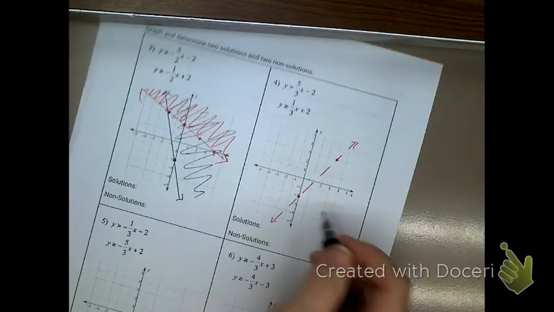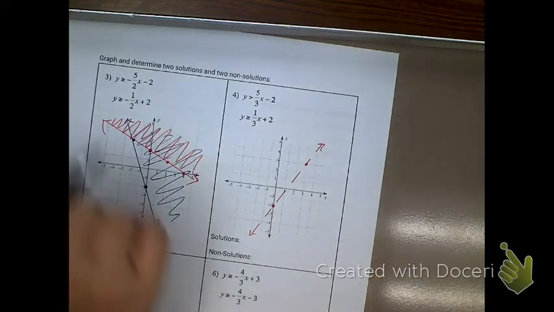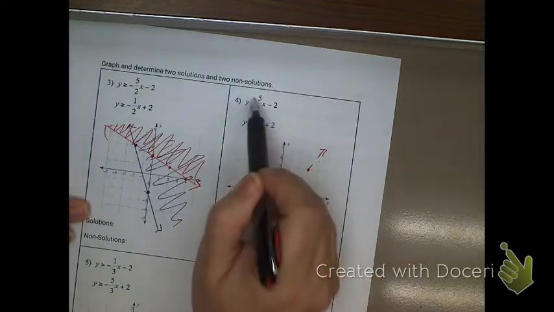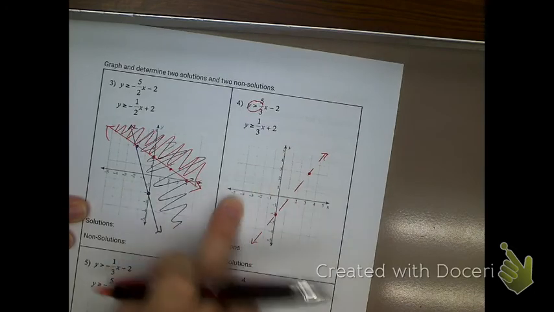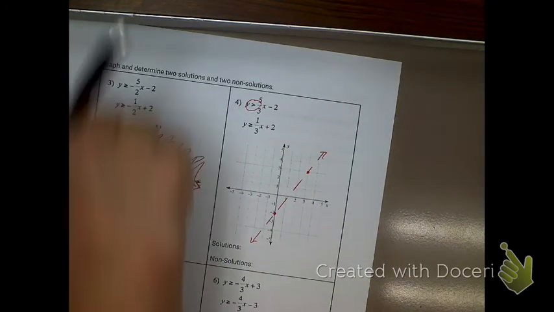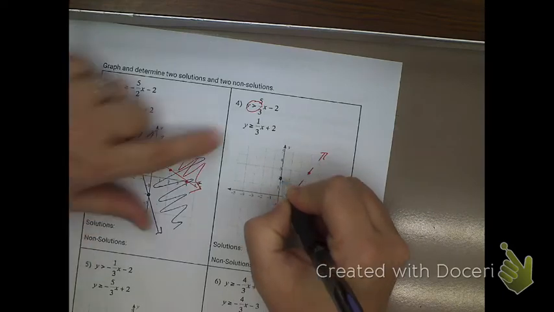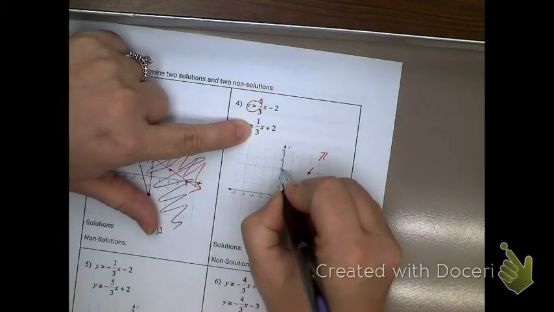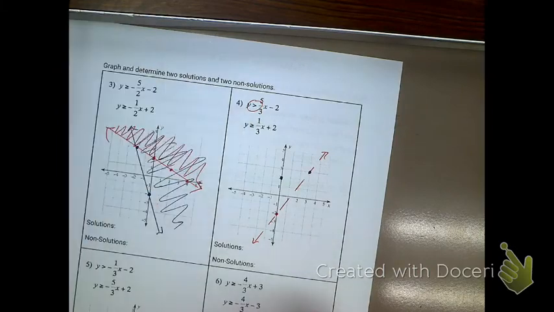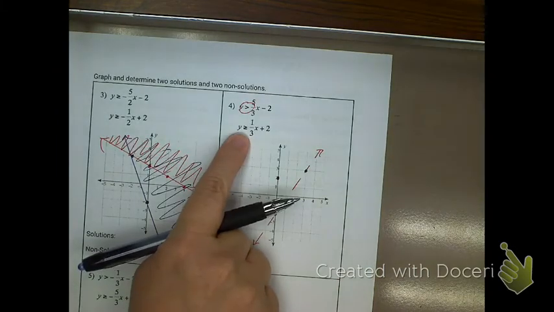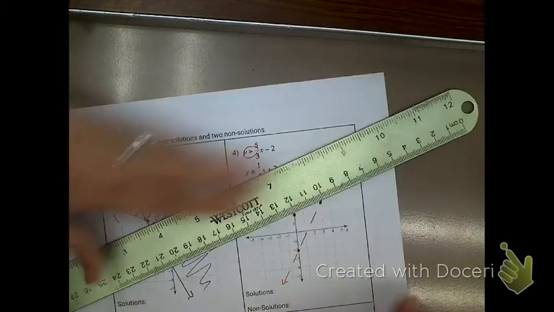Okay, I'm going to try the shading the other way. This is greater than, so we're still talking about above that line. Yeah? The other line has a y-intercept of 2 and a slope of 1/3, so I go up 1 over 3. And that's going to be a solid line.